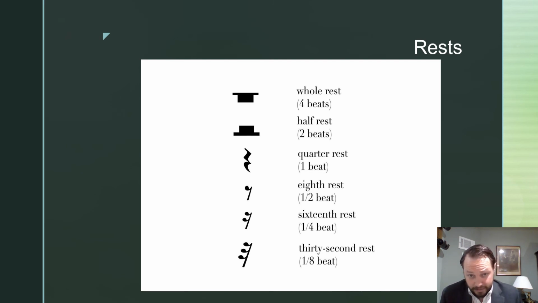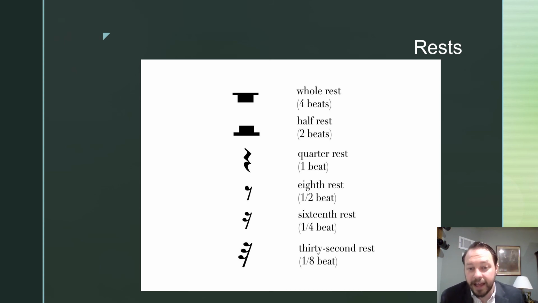So the names correspond to the notes that we just learned. Here, first we have a whole rest, and that is worth 4 beats. Just like the whole note was worth 4 beats. So what does a whole rest mean? Just like a whole note would be to play a note for 4 beats, the whole rest means that you're going to rest for 4 beats. You're going to be silent for 4 beats.